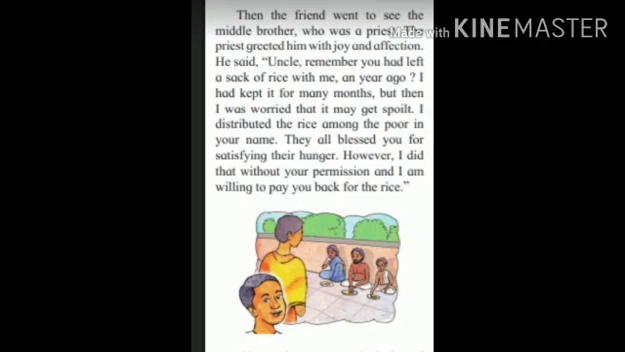Now dear students, permission means if we want to do anything, we take permission from our teachers or from our parents. Without permission we do not do anything, right? In the same way the middle brother is saying that I have distributed the sack of rice without your permission, uncle, and I am willing to pay you back for the rice. Now dear students, what is meant by willing? Willing means in a wise manner, using good judgment. So he is saying that whatever the amount of the rice is, I am ready to pay you, uncle.